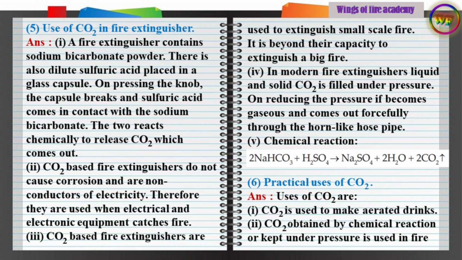2. CO2-based fire extinguishers do not cause corrosion and are non-conductors of electricity. Therefore, they are used when electrical and electronic equipment catches fire. 3. CO2-based fire extinguishers are used to extinguish small-scale fire. It is beyond their capacity to extinguish a big fire.